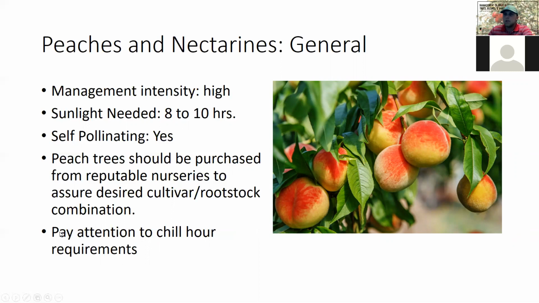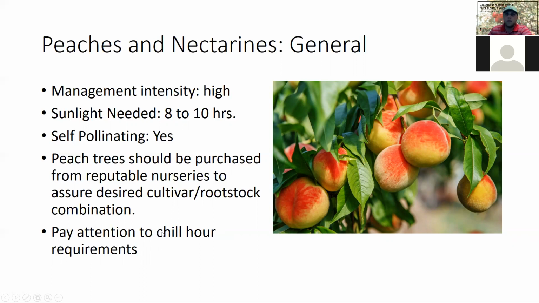So also, it's important to pay attention to chill hour requirements. This all goes back to variety. You need to make sure you're buying a variety that will be, that your chill hours, meaning the hours between 35 degrees and 42 degrees, will be fulfilled during the fall and winter. If not, you won't get good fruiting from peaches and nectarines. So that's definitely something you need to consider.